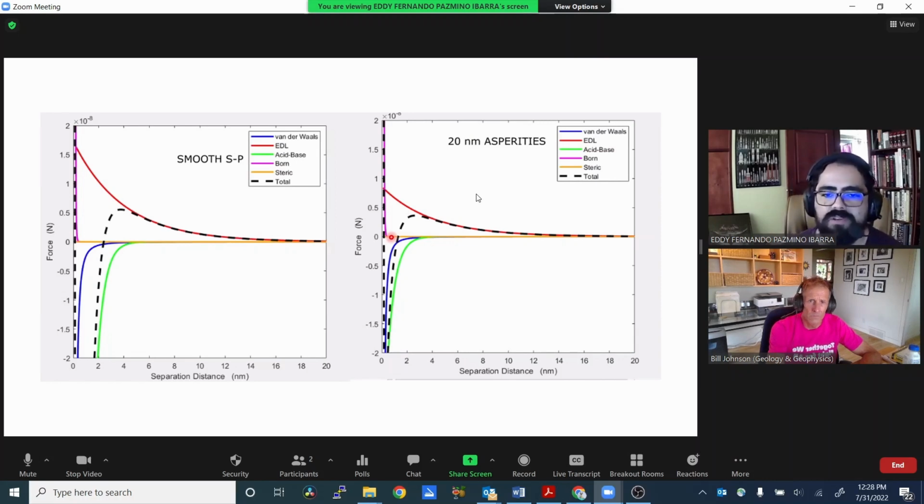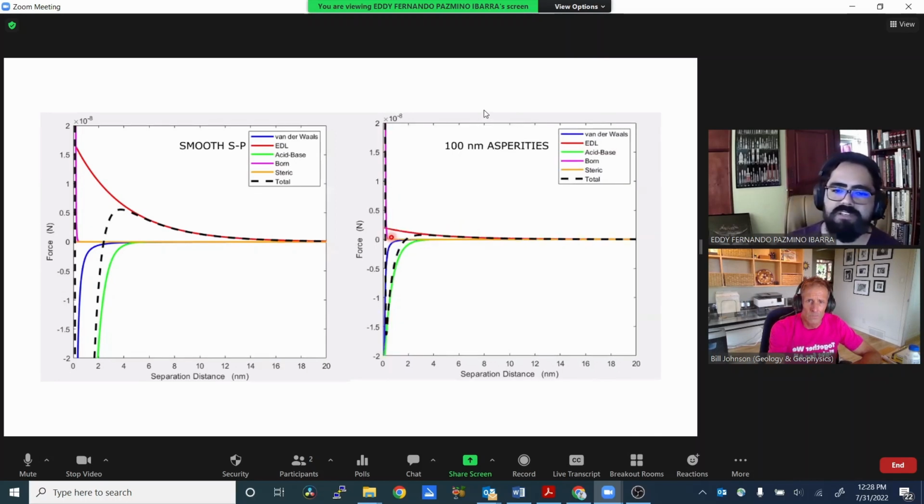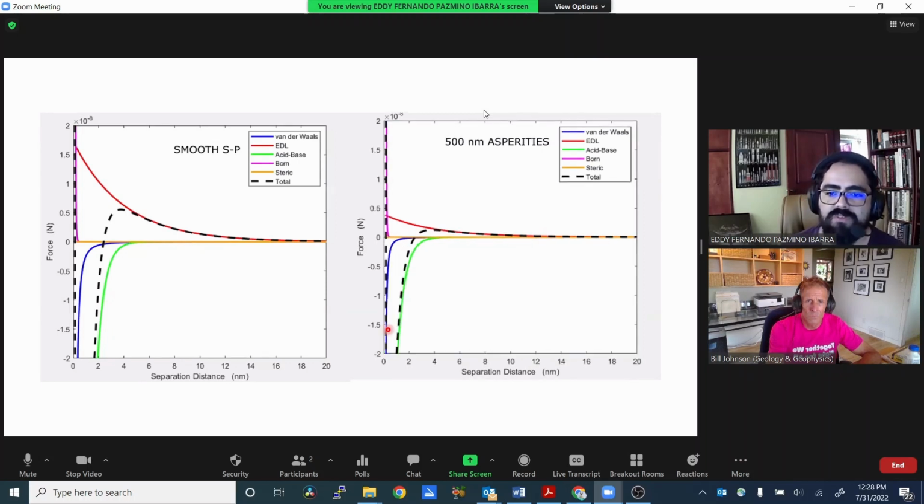And the comparison we're doing here is we're adding increasing sizes of asperities. In the next image, as you can see, we add 100 nanometer asperities, and the barrier is of lesser height, and the primary minimum is not as deep. Then we start increasing the asperities, and we go to 500 nanometers, and we see now the barrier bounces back a little bit, it becomes more significant, and the minimum also deepens more.